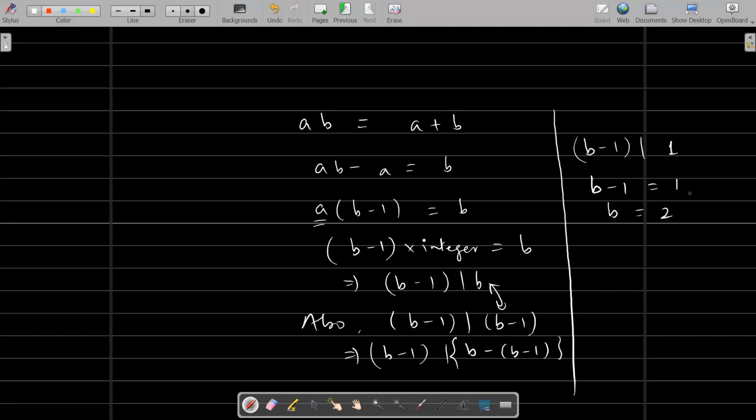Sir, may I suggest something? Yes. From when we get B minus 1 divides B and B minus 1 divides B minus 1, you can already get it's 1, because B minus 1 and B are always co-prime, except for when they are 1 and 2. That's the only case. Yes, that's a better fundamental method. But so far we haven't done those terms like co-prime, GCD, etc.